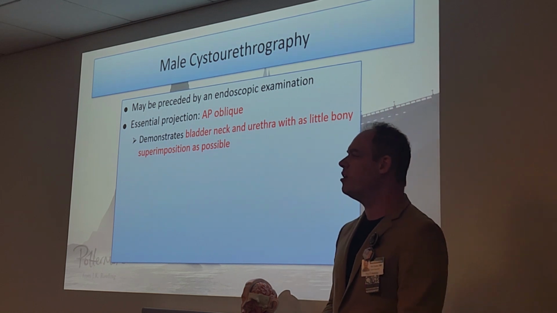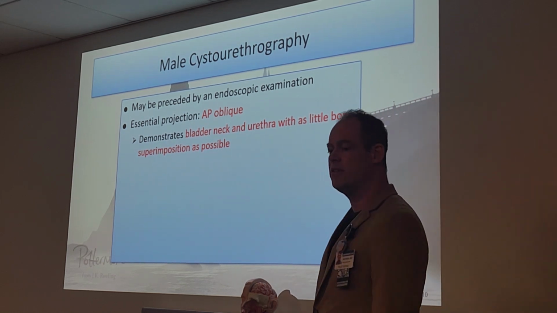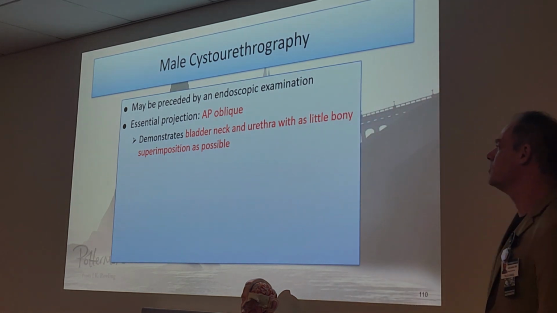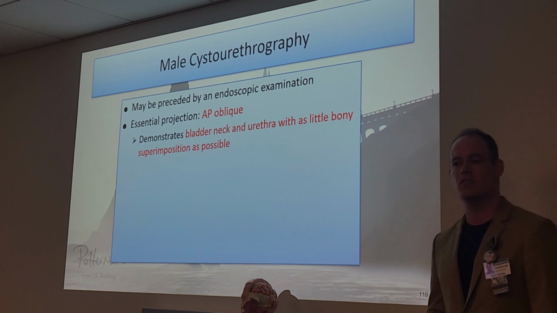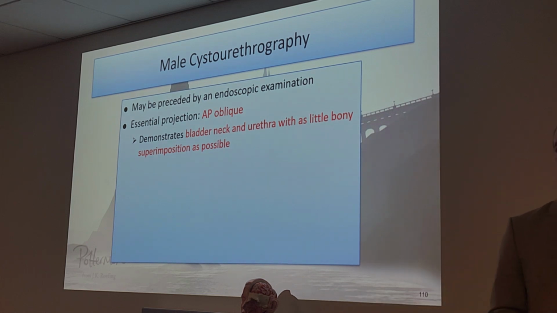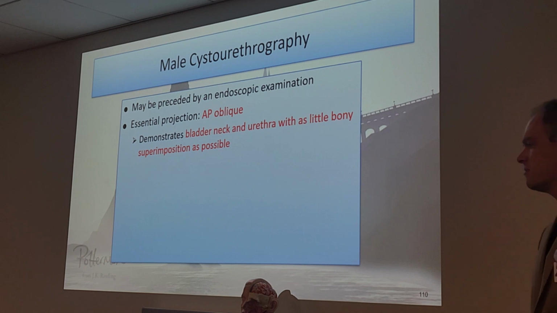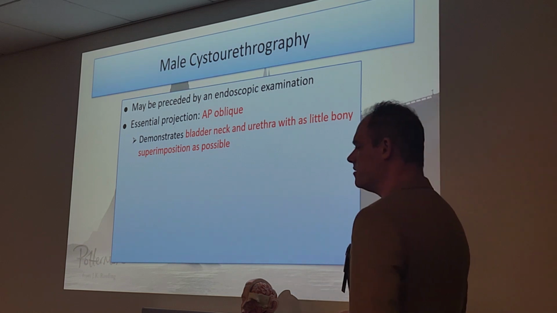We're going to do the AP oblique specifically. That could be an RPO or LPO to demonstrate that bladder neck and urethra with as little bony superposition as possible. We're not going to do an AP. We're not going to do a lateral because this is a functional study of the urethra specifically. And the best way to see the urethra is with the urethra placed over the thigh of the male patient in that oblique position.